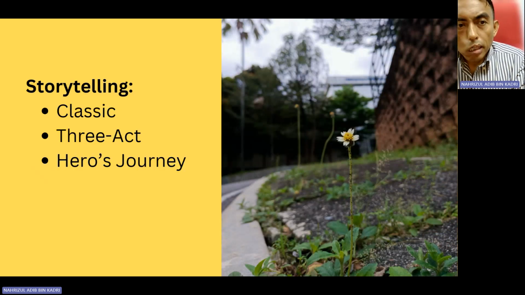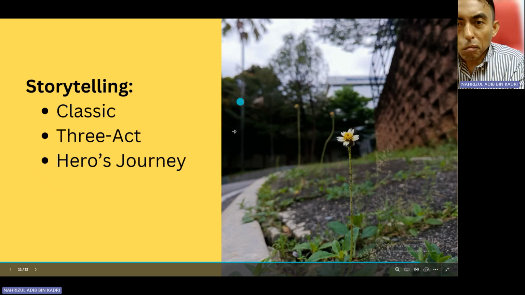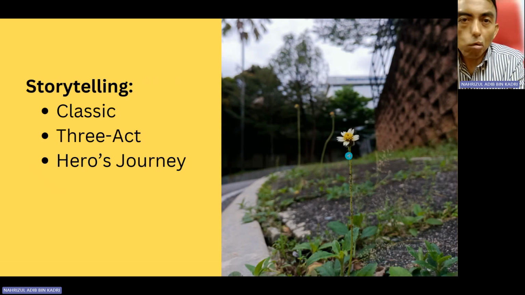I also need the storytelling at least told in a 3-act structure. Okay, there's a setup, there's a conflict, and resolution. Okay, look at this photo of a flower, a single flower, maybe a blurry background like this. This tells me that the flower is lonely. Yeah, this kind of photos.